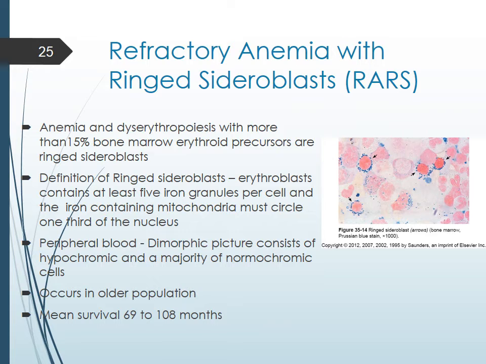Peripheral blood picture must show a dimorphic picture with a population of hyperchromic cells and with the majority of normochromic cells as well. So you have hyperchromic RBCs and normochromic cells, but you want to see more of the normochromic cells. RARS occurs in an older population. Mean survival is 69 to 108 months.